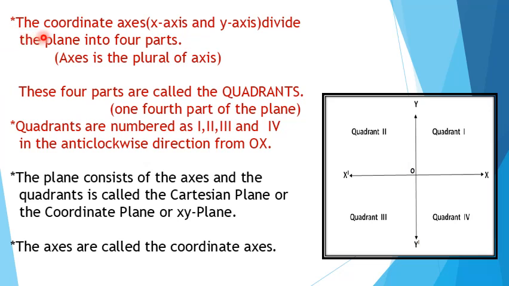Quadrants are numbered as first quadrant, second quadrant, third quadrant and fourth quadrant in the anti-clockwise direction from OX. The plane consisting of the axes and the quadrants is called the Cartesian plane or the coordinate plane or XY plane. The axes are called the coordinate axes.